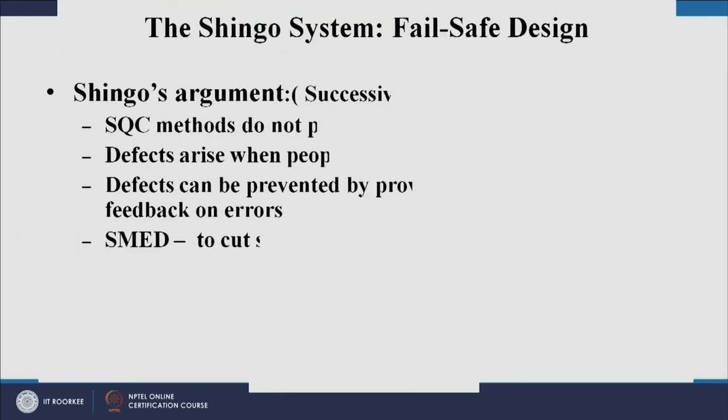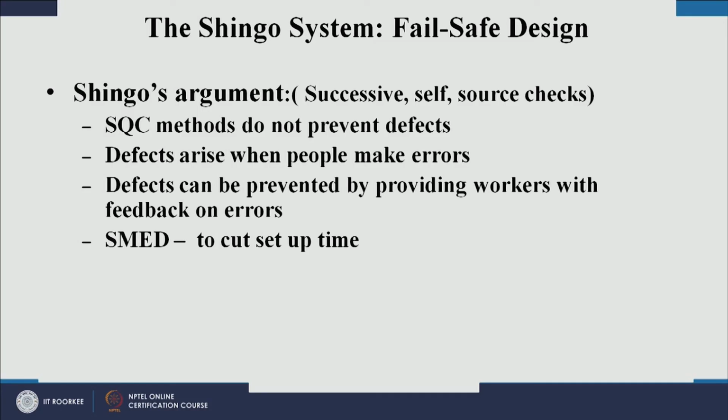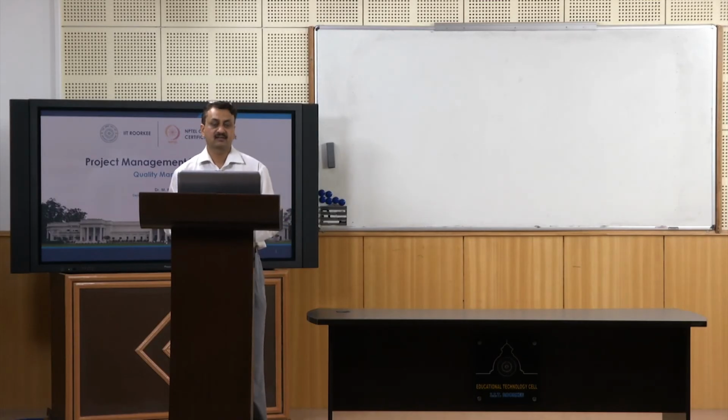Let us look at some more tools for Six Sigma. There is something called the Shingo system, or it is also known as fail safe mode. Fail safe mode. You should design your product in such a way that it should not fail. So, your design is basically safety against failure, right. So, you should design in such a way that it should not fail, right.